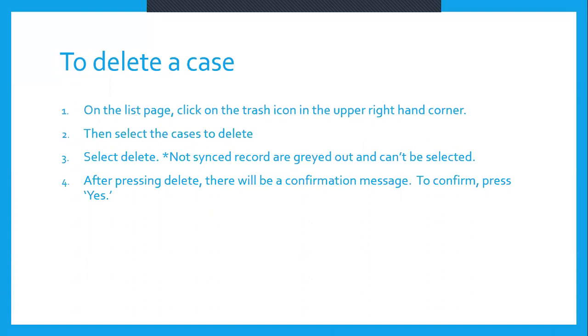To do this, on the list page, click on the trash icon in the upper right-hand corner. Then select the cases to delete. Select delete. You can see here that records that aren't synced will appear in a gray color, and these ones can't be selected to delete. The reason for this is to prevent data loss. After pressing delete, there'll be a confirmation page, and you can click yes.